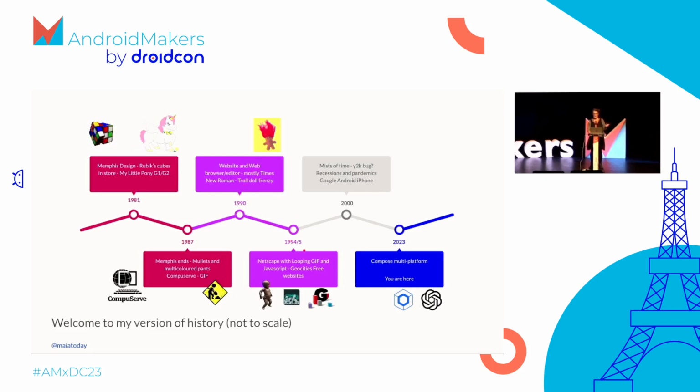1994, 1995, Dancing Baby, looping GIFs, JavaScript, GeoCities free websites. Then we hit the 2000s, going to skip over that, recessions, pandemics, and now we are here, 2023. What do we have in 2023? We have Compose Multiplatform, and this is where we are. We also have ChatGPT. Now, I tried to write some of the code in ChatGPT. It didn't work because there wasn't enough Compose stuff in ChatGPT yet. It kept making up parameters, so I couldn't actually use ChatGPT for most of the presentation.